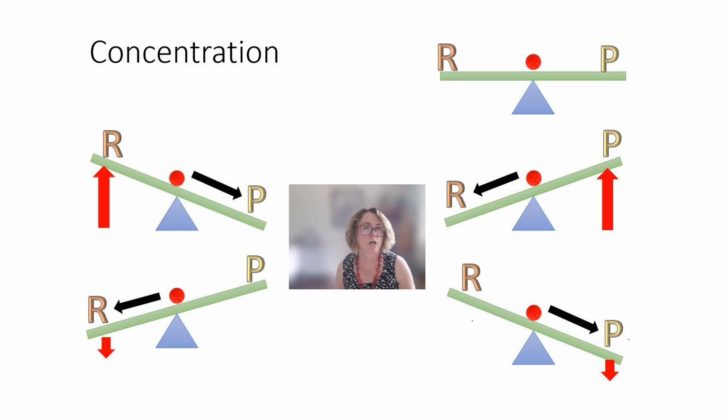So here we're going to talk about what happens when we change the concentration of either the reactants or the products and how that system tries to get itself back to equilibrium. So when we're talking about concentration, I want you to be thinking about amounts or number of particles. What's going to happen is we are either going to add or remove either reactants or products, and that is going to change that teeter-totter, right?